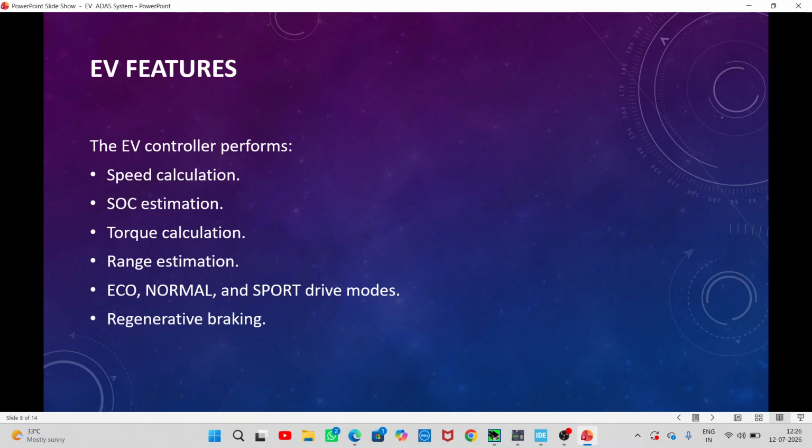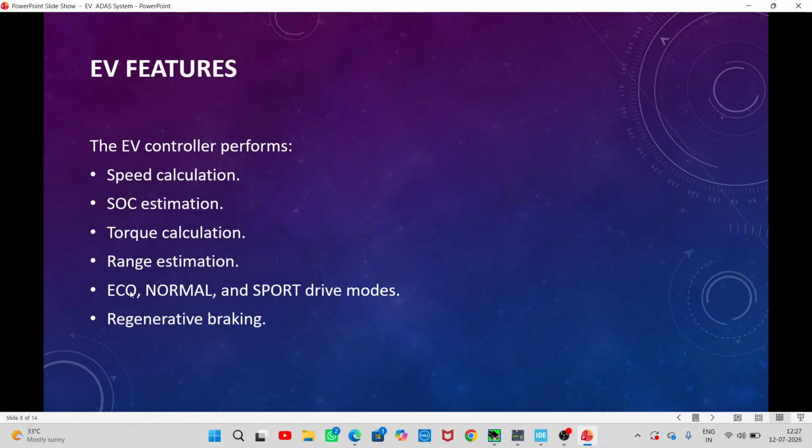What are the features available in the EV? In the electric vehicle part, I do speed calculation, SOC estimation, torque calculation and range estimation using 4 potentiometer values. What are they? One is the acceleration pedal, one is the brake pedal, another is SOC and the motor temperature. Using these 4 values, we also calculate other parameters like speed, SOC, torque and range using some physical formulas.